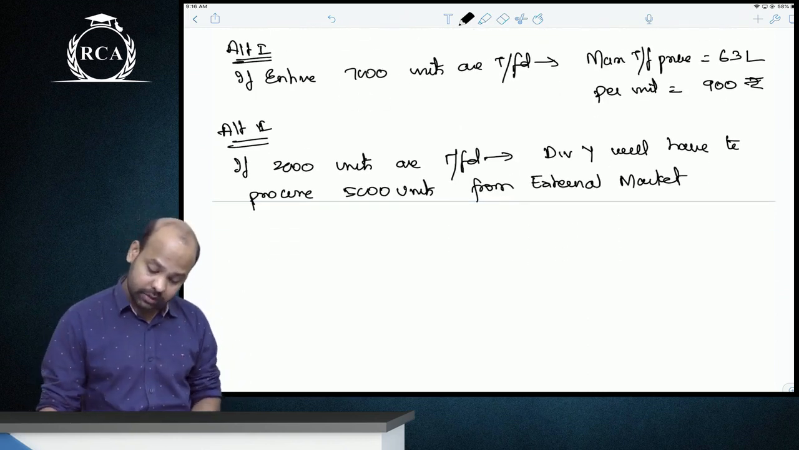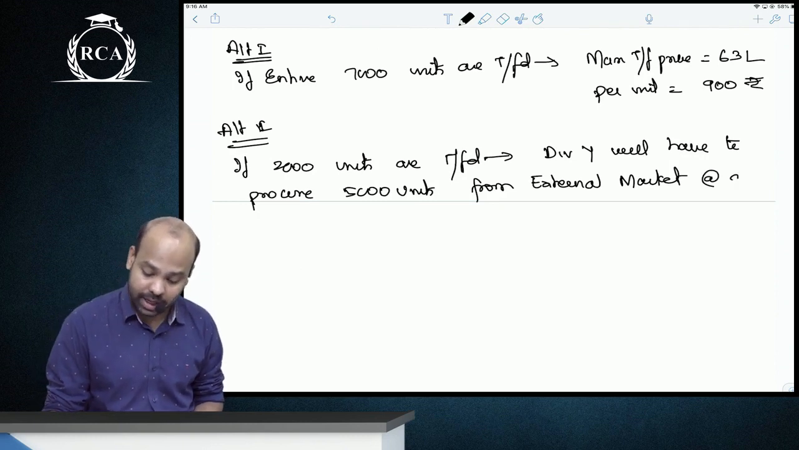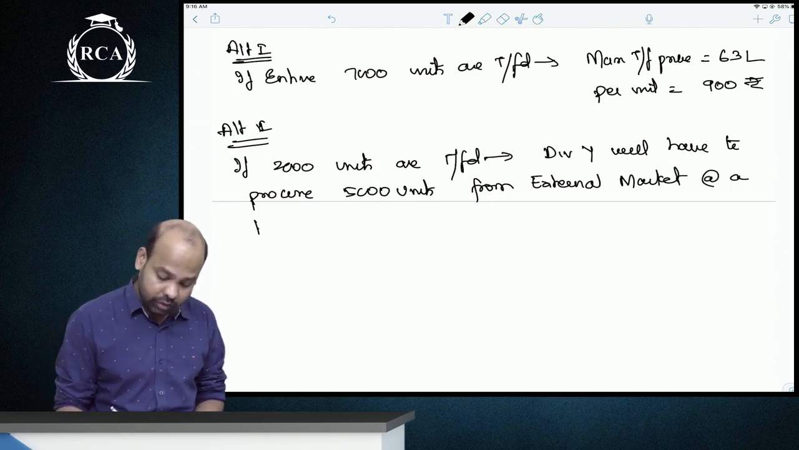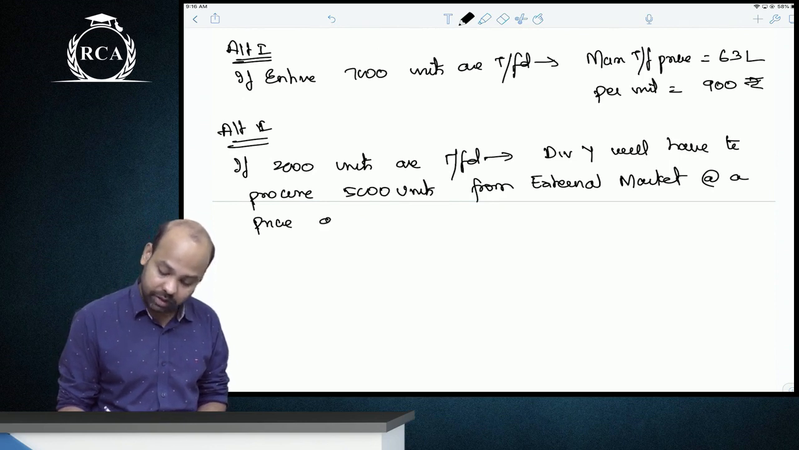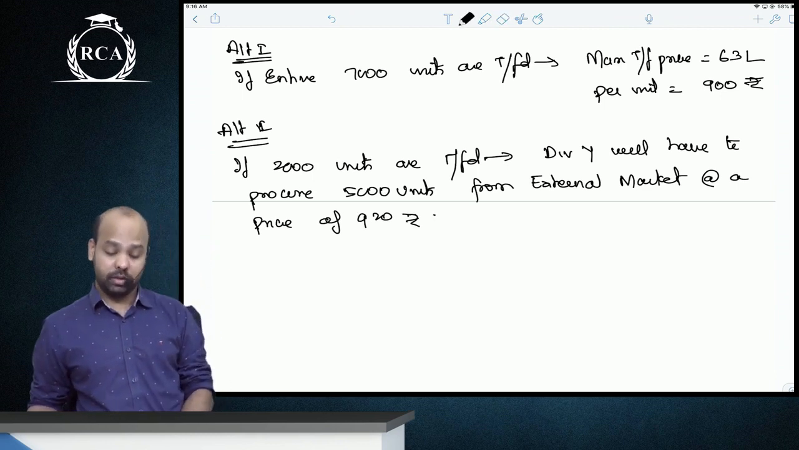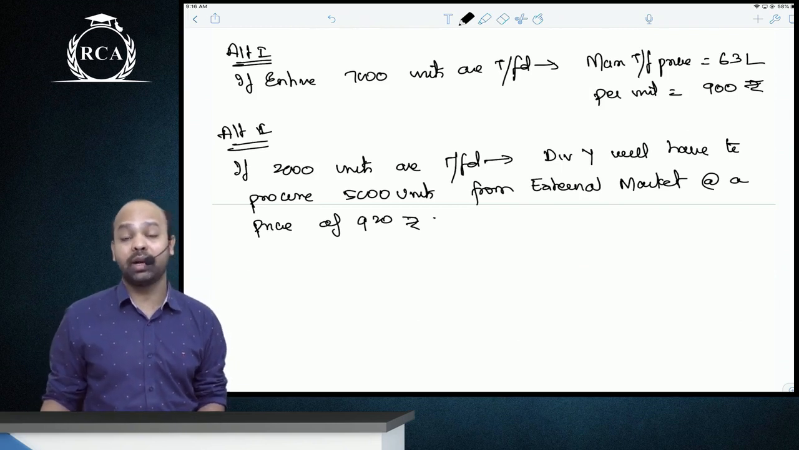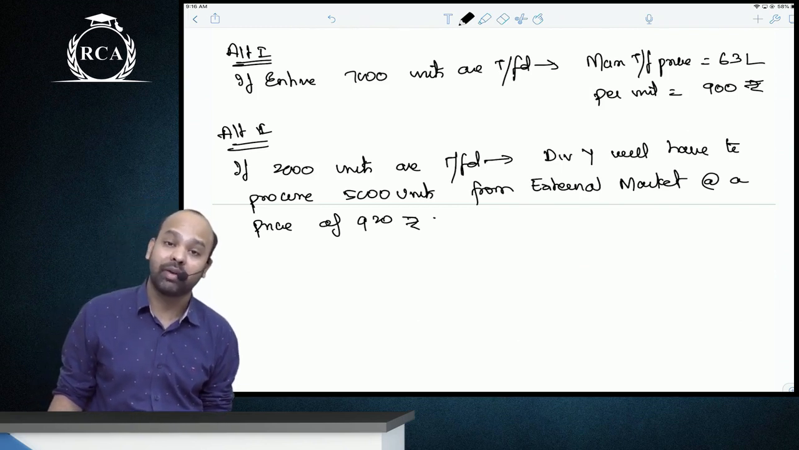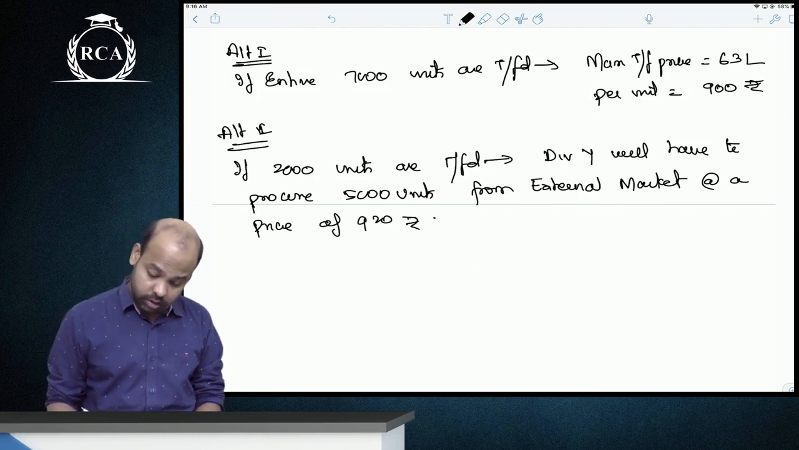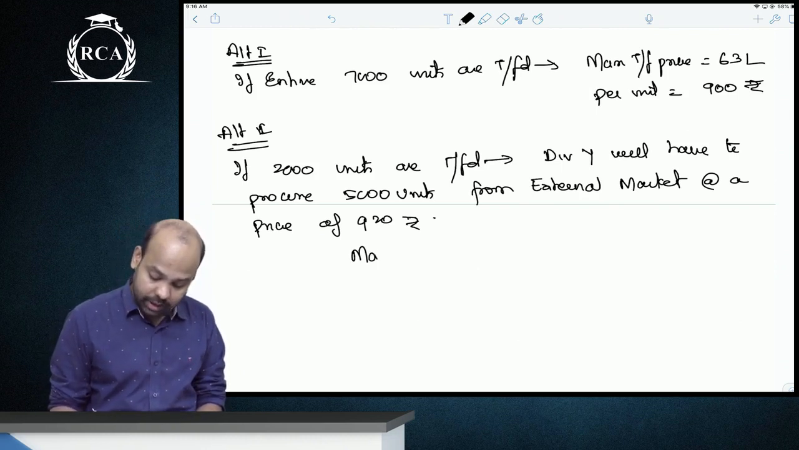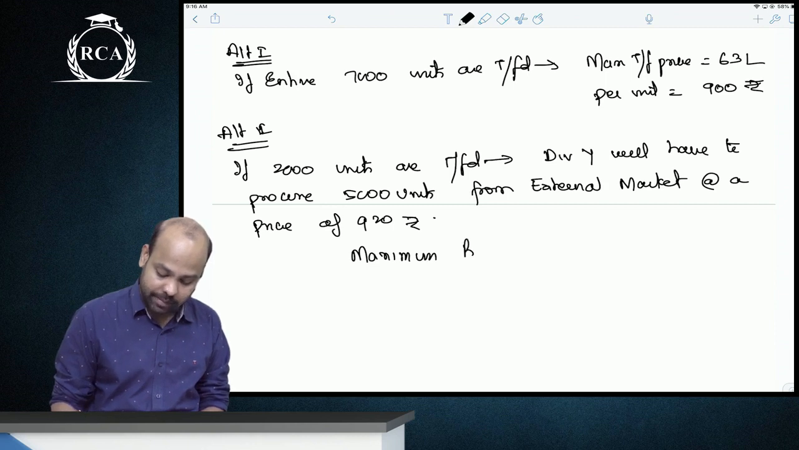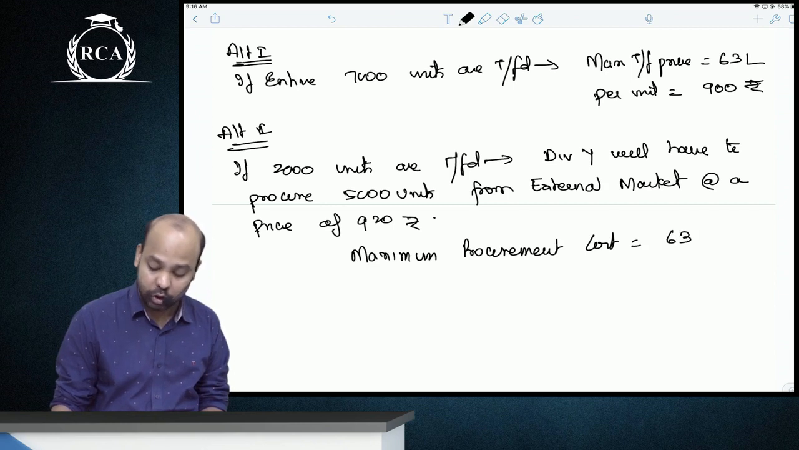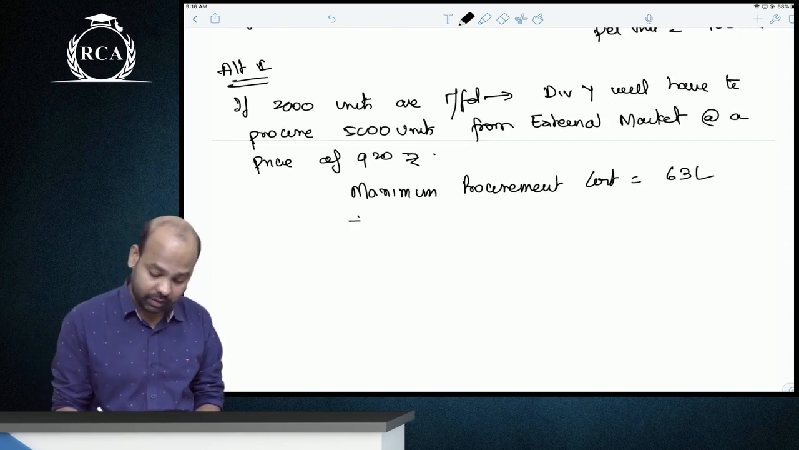They are going to purchase 5,000 units from the market, anything between 4,001 to 6,000, at a price of 920 rupees. Please do not forget, guys, if they buy 5,000 units from the external market, they will pay 5,000 into 920. Their maximum procurement cost cannot exceed 63 lakhs. No matter what happens, they will not pay you a penny more.